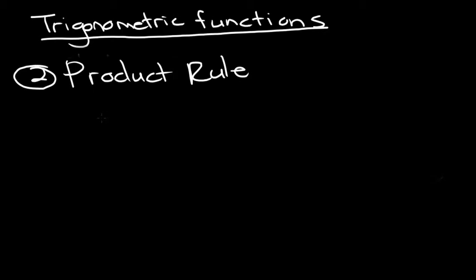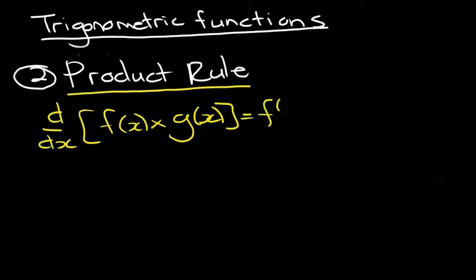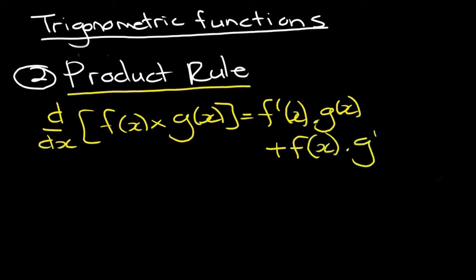We are still looking at the differentiation of trigonometric functions, and now we're going to look at the product rule and how you're going to apply that to trig functions. The product rule states that if you differentiate a function that consists of two functions in it, then you differentiate the first function, the f(x), and multiply it with the second function. But then you add the multiplication between the first function, the f(x), and the derivative of g(x).